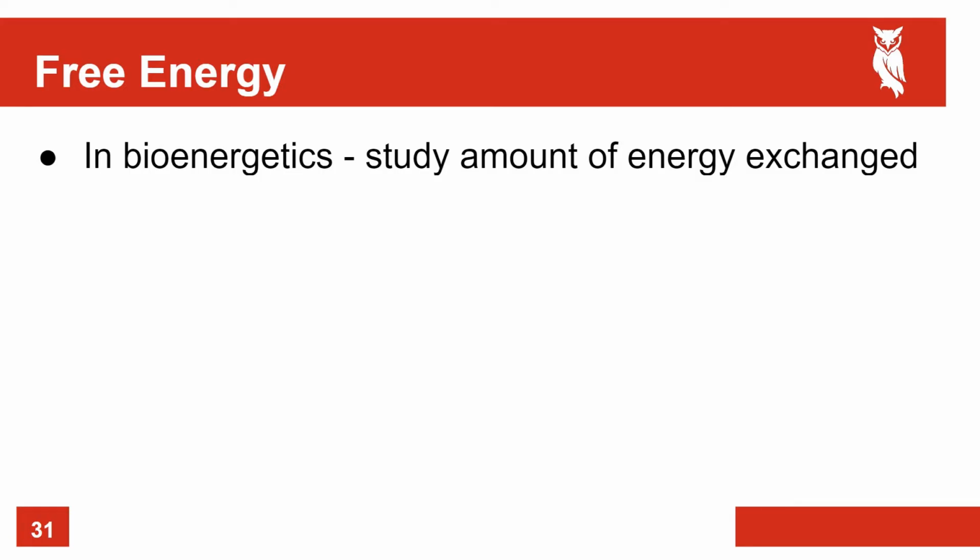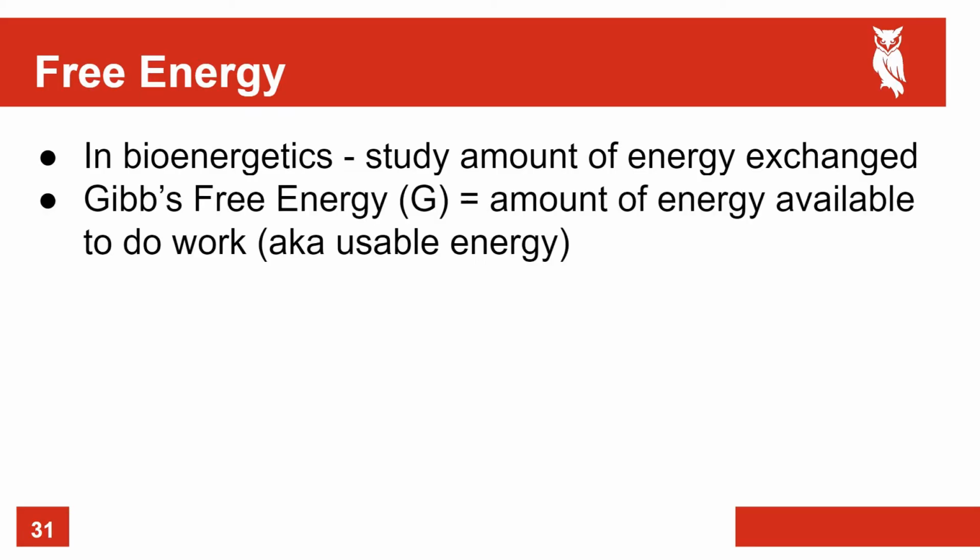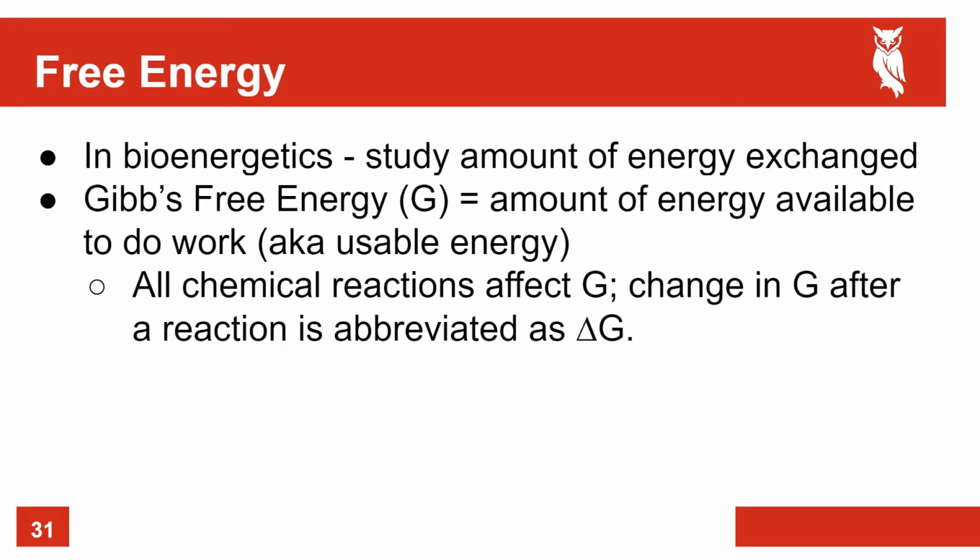We're also going to introduce a couple of different terms. We talked a little bit about them yesterday, endergonic and exergonic. I want you to think of those as pretty much the same thing as endothermic and exothermic. However, instead of talking about heat, because therm is heat, we're going to be talking about free energy. It's the amount of energy available to do work, also known as usable energy.